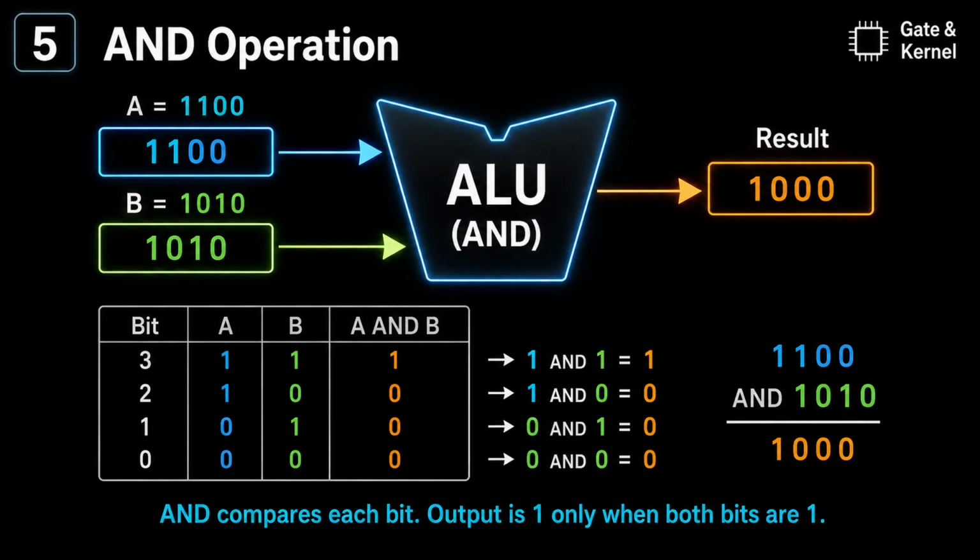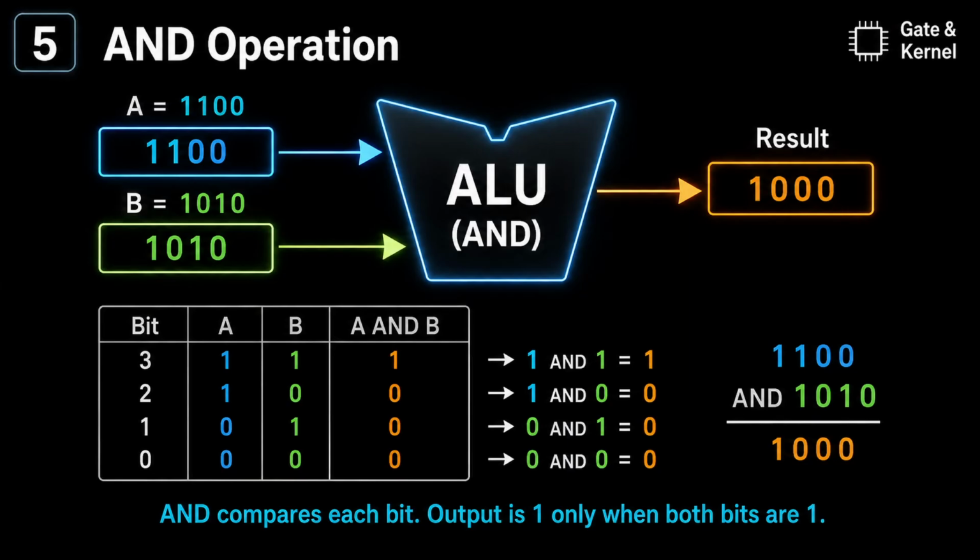Now suppose A is 1100 and B is 1010. The ALU performs AND independently at each bit position. The first pair is 1 and 1, which produces 1. The next pair is 1 and 0, which produces 0. The next pair is 0 and 1, which produces 0. And the last pair is 0 and 0, which produces 0. So the final result is 1000.